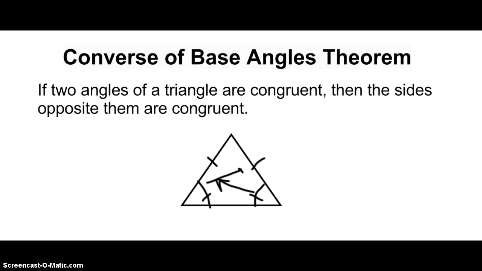The proof of this theorem is on page 269 of your book. It's number 45. It will be something that I do ask you to complete. You will have to draw an auxiliary line, and it's very similar to the base angles theorem in terms of the proof, where you're proving the triangles are congruent, but this time we're proving the triangles congruent by angle side, and then you use your CP/CTC.